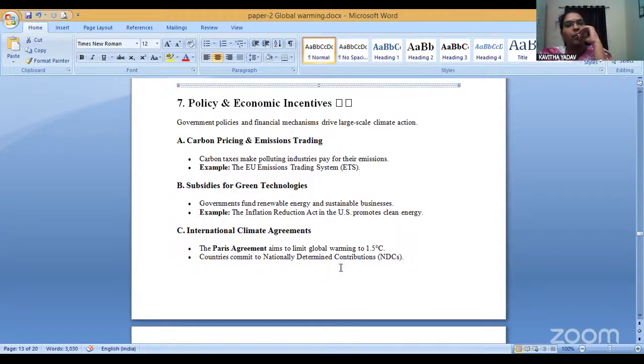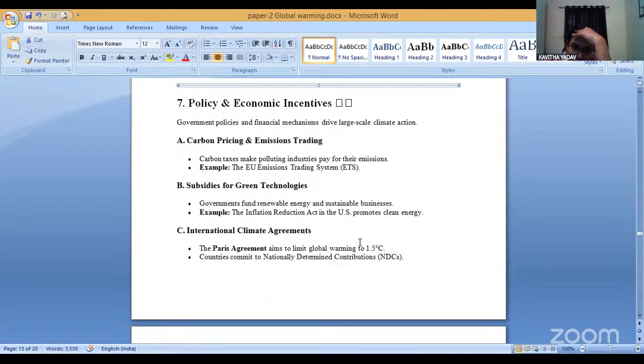Policy and economic incentives: government policies and financial mechanisms drive climate action at a large scale. Carbon pricing and emission trading: carbon taxes make polluting industries pay for their emissions. Example, the EU Emissions Trading System, ETS. Subsidies for green technology: governments fund renewable energy and sustainable businesses. The Inflation Reduction Act in the US promotes clean energy.